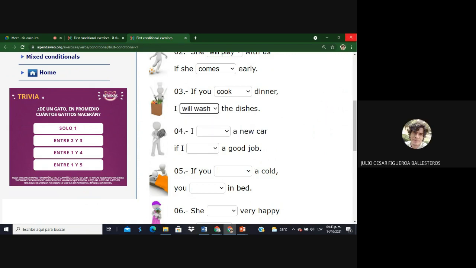Yes, yes. I typed the bad word in the chat because Mariana is not here and we are only men. No problem.